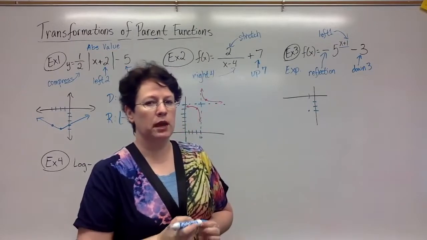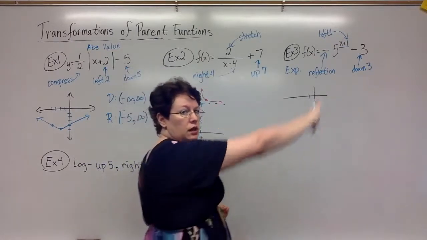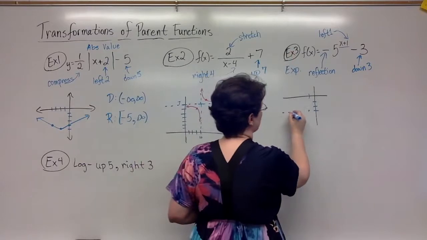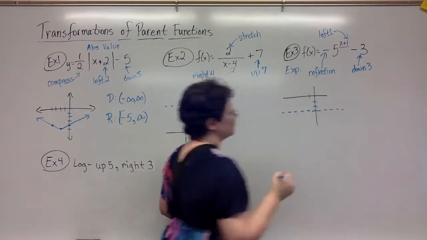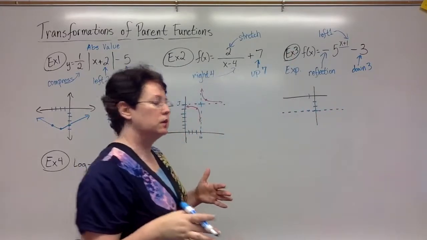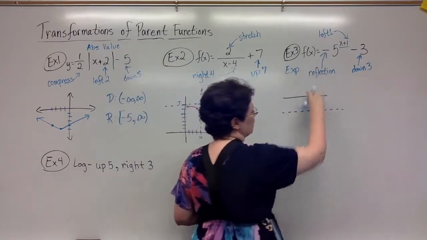So now I got to remember what my exponential looks like, right? It kind of goes up and to the right, but this point's actually not on the curve. That point represents my asymptote. So instead of going up and to the right, guess what?